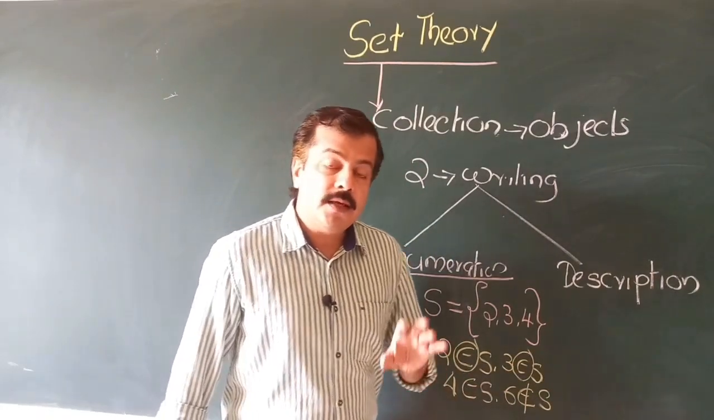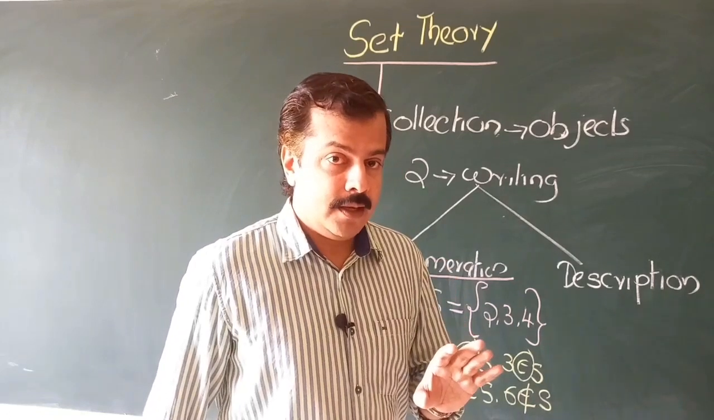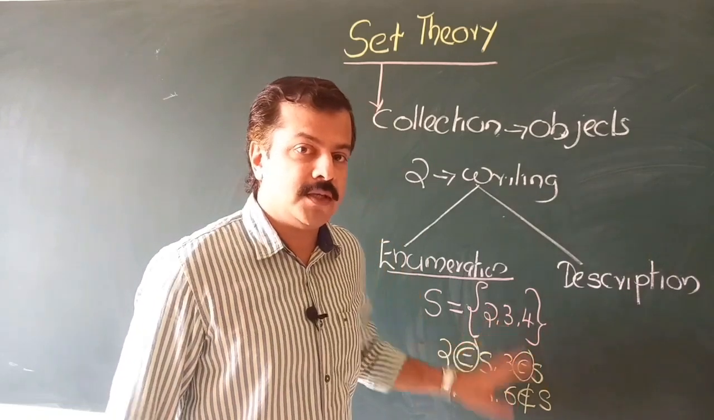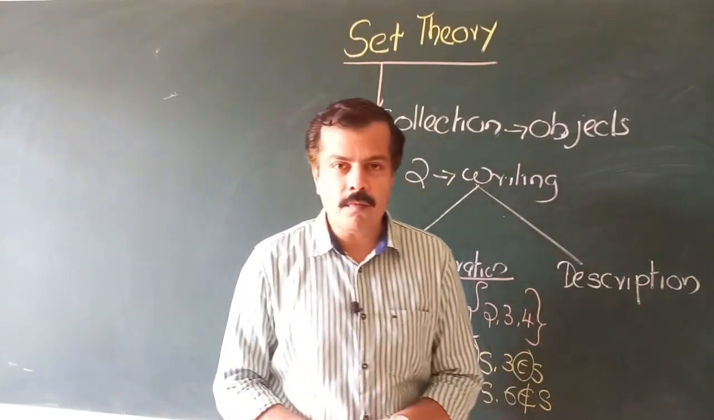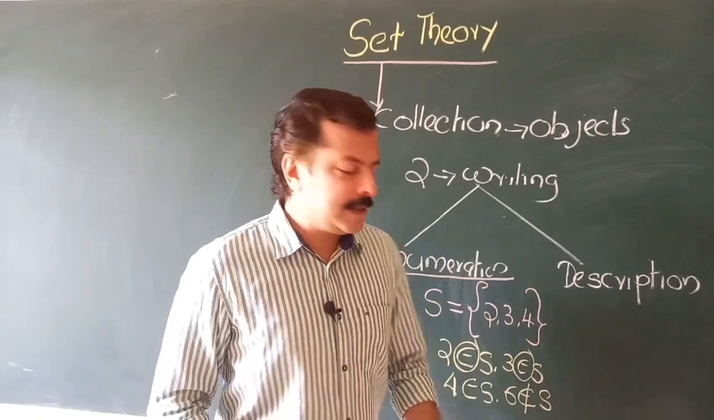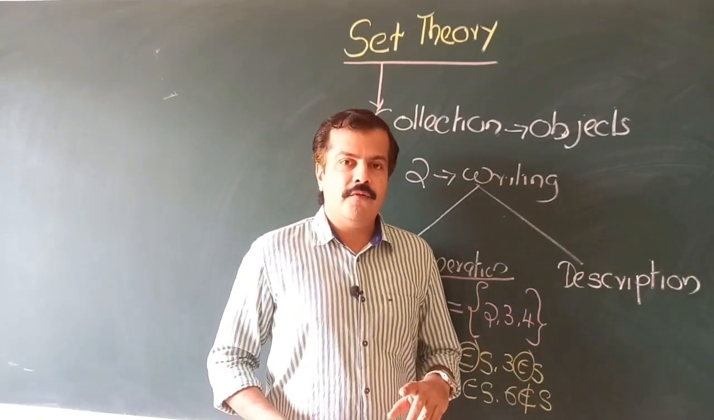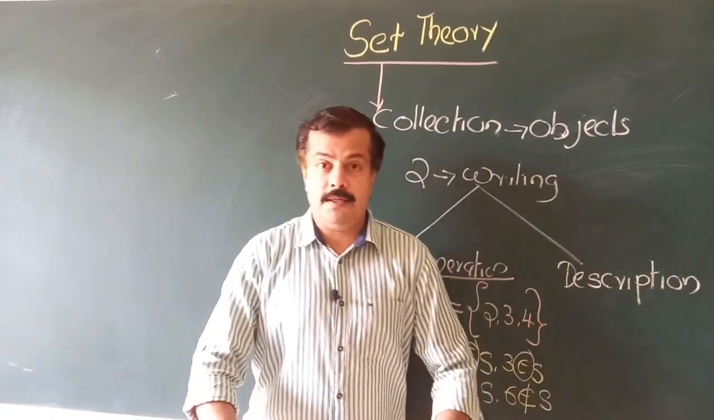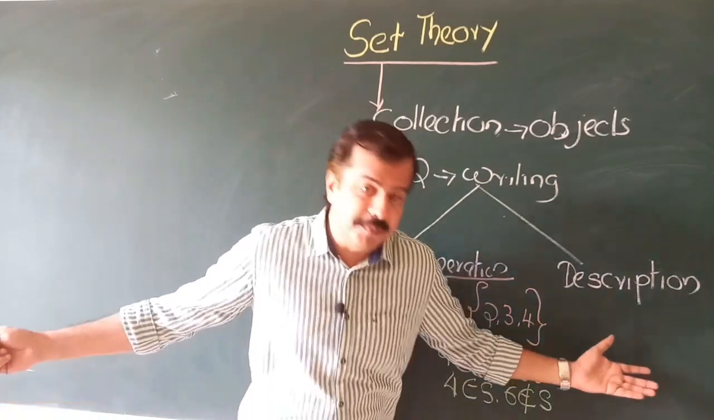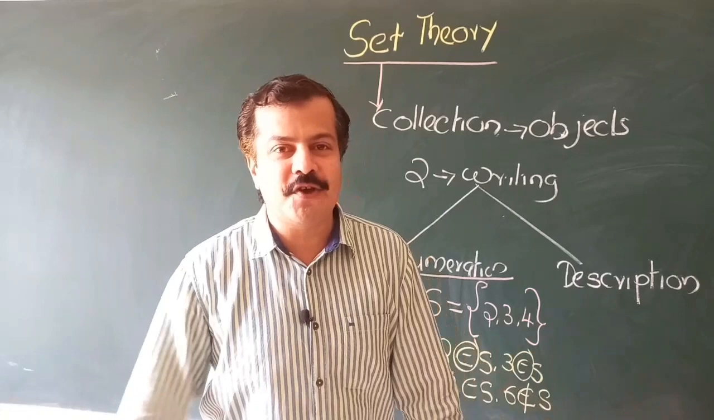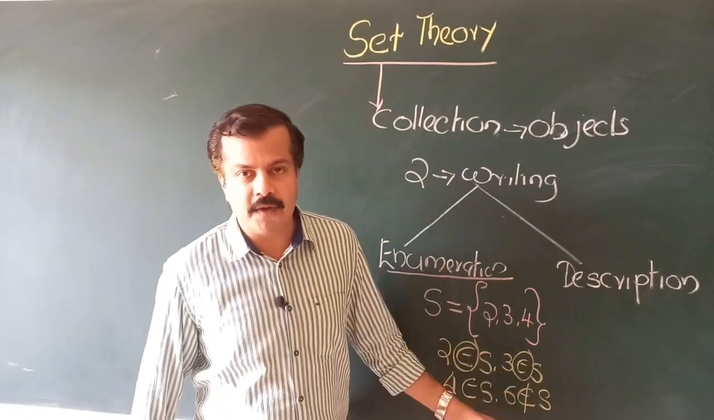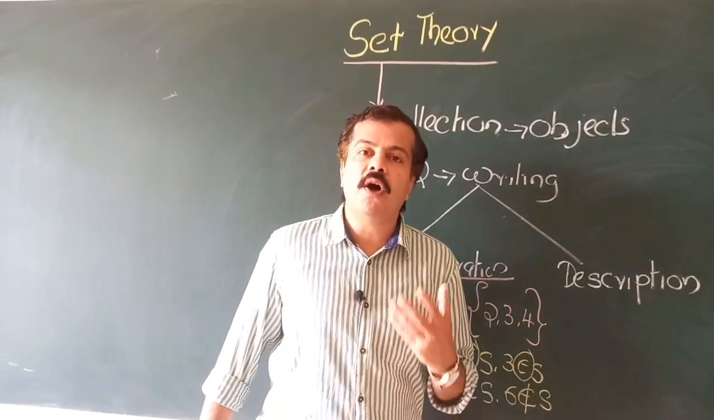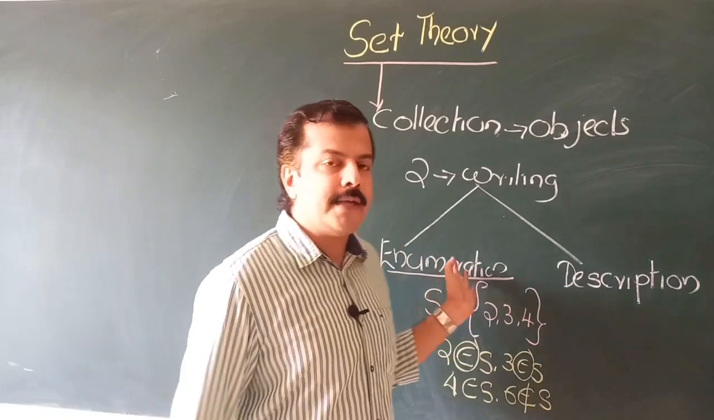But even though it's a very simple method, you may not be in a position to follow the method of enumeration always. For example, if I am asked to write a set using enumeration of all the students of my college, I may not be able to write it because it may not be impossible, but it may be improbable. You may not be able to write all the students of my college in one set. It's very difficult. If I am asked to write a set using enumeration of all positive integers, how can I write using enumeration?